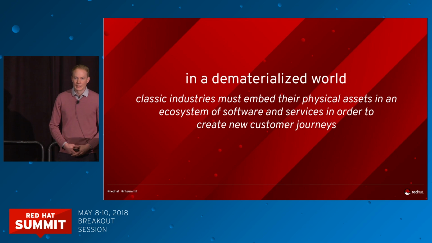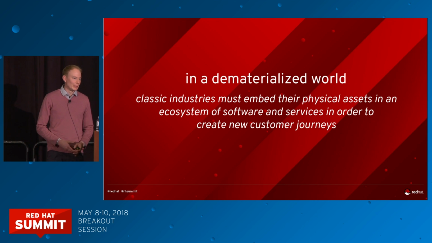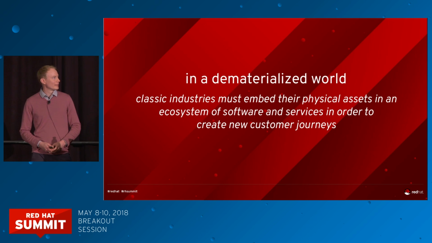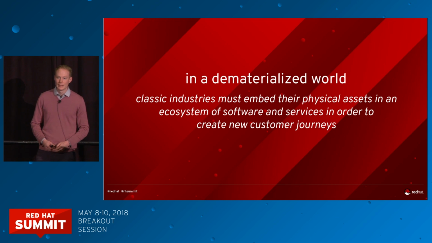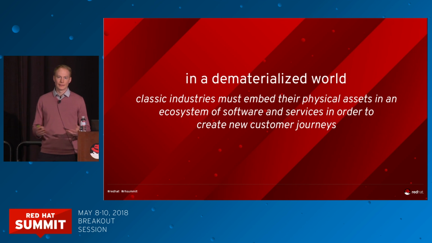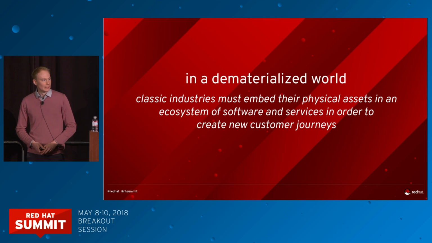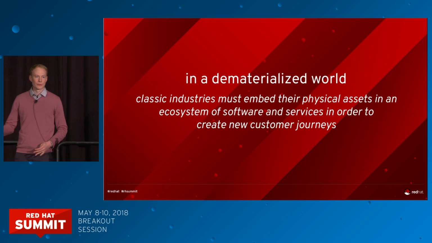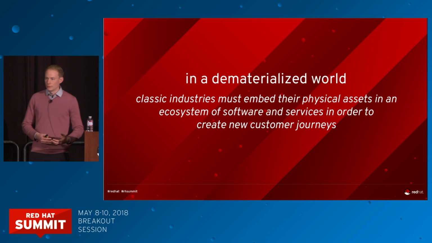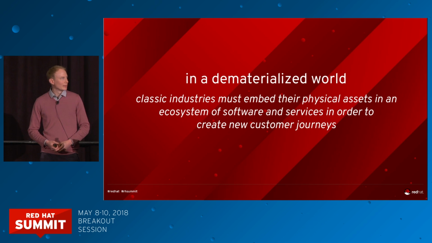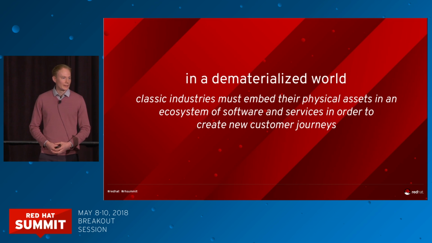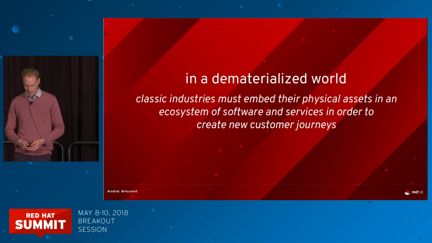The story of APIs in our company is based on a fundamental belief that this sentence is true: classic industries must embed their physical assets in an ecosystem of software services in order to create new customer journeys. And we believe, quite similar to what Red Hat believes, that openness is also for a company like us, a very old company. We are over 100 years old, the Swiss Federal Railways, building trains, a very classic company, but still, in order to move into the future, in order to innovate and bring up new products, we have to open up ourselves, and doing that, the most important part is having managed APIs, and that's why we are going down that road.